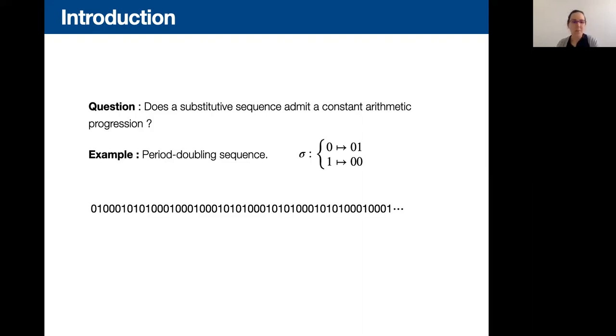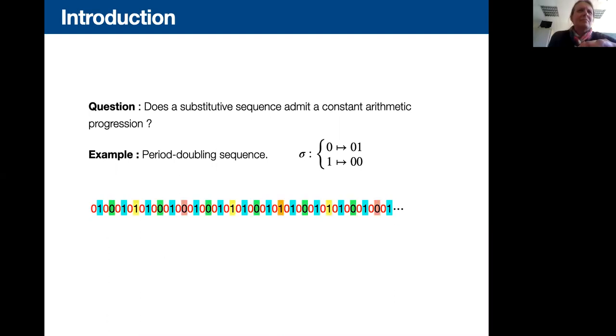We start with the period doubling sequence. In this sequence, you can see that there exists a constant subsequence with period 2, that is, x_{2n} is constant, equal to the letter 0. We also know that this sequence is tuplets, which means that each letter of this sequence belongs to a constant arithmetic progression. We can have a progression with period 4, 8, 16, and so on, and every letter belongs to such a constant arithmetic progression.